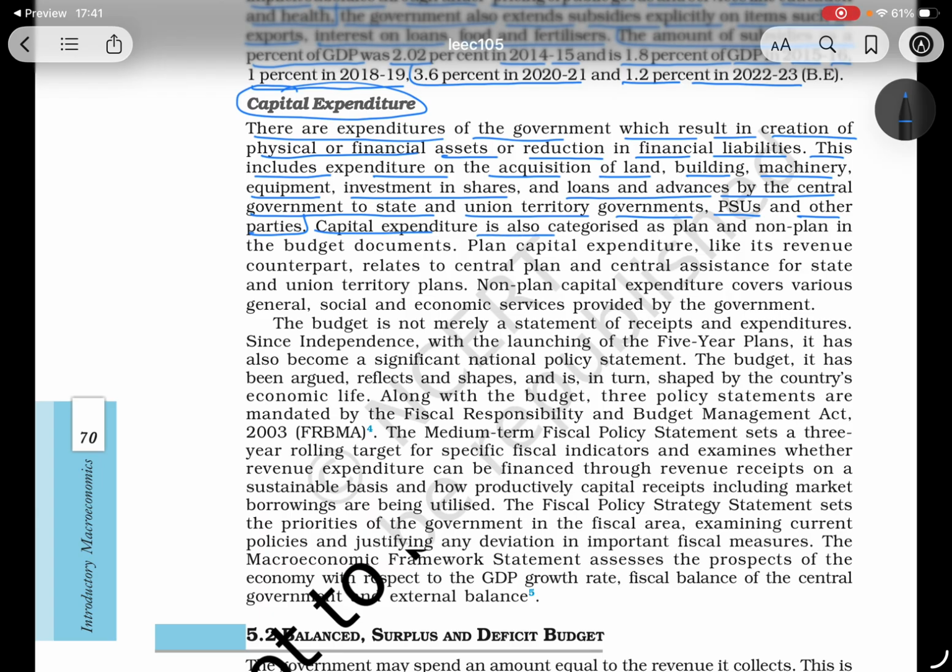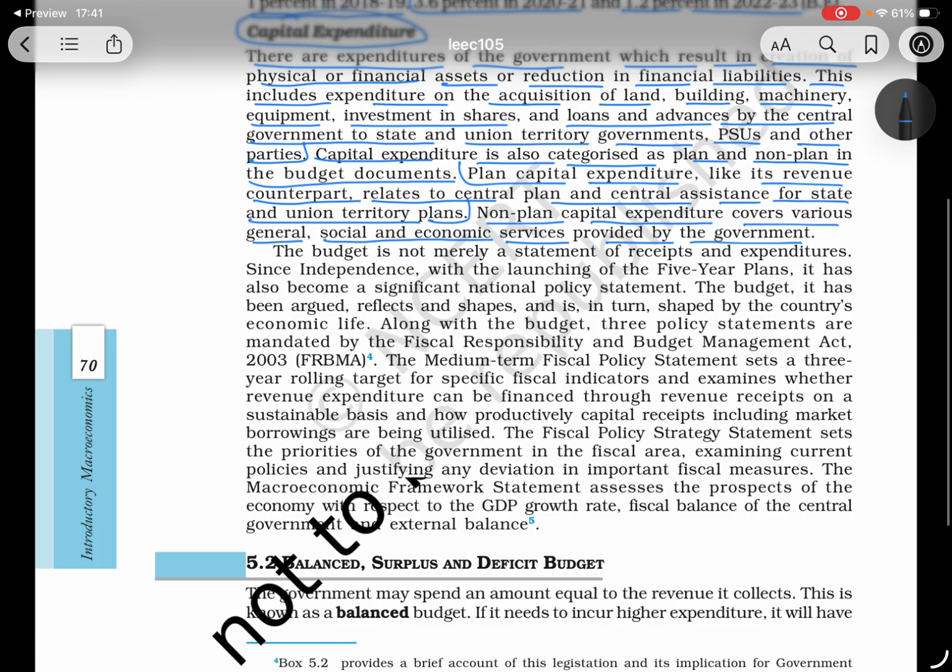Capital expenditure is also categorized as plan and non-plan in the budget documents. Plan capital expenditure, like its revenue counterpart, relates to central plan and central assistance for state and union territory plans. Non-plan capital expenditure covers various general, social, and economic services provided by the government.